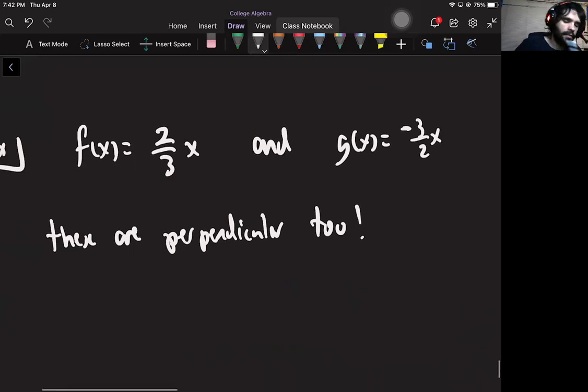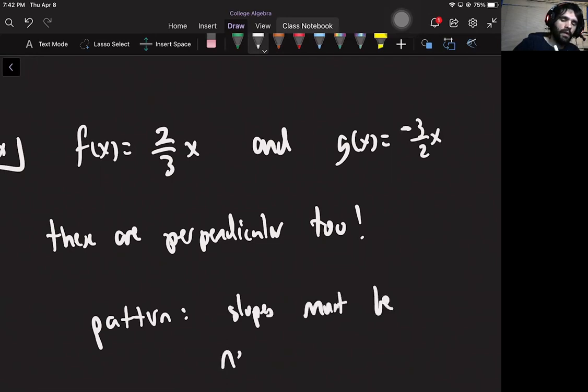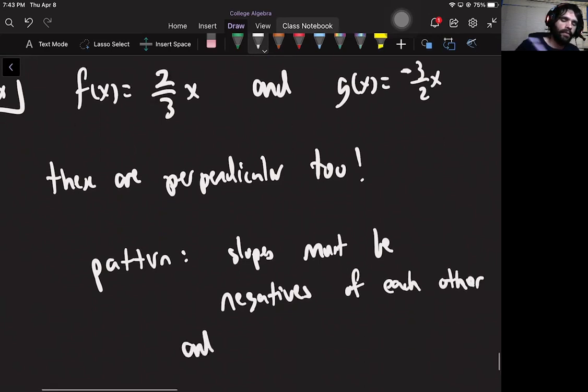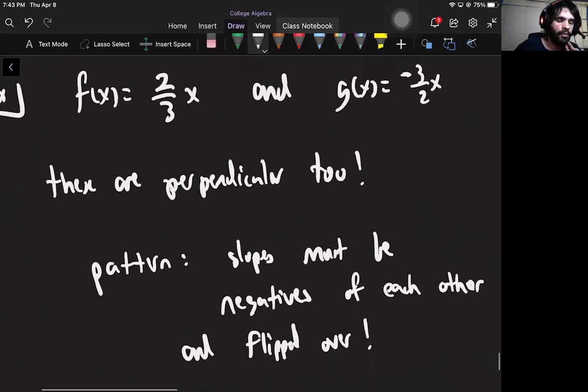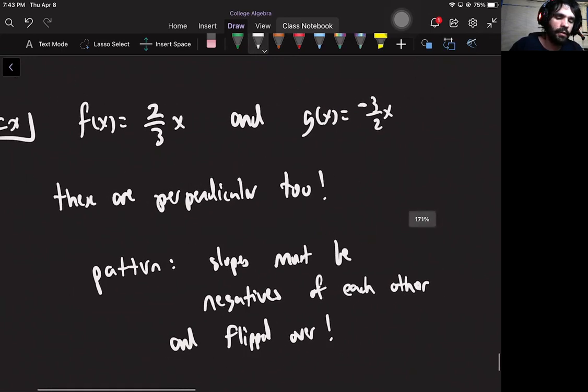So the pattern is that these slopes have to be negatives of each other. So one's got to be negative, one's got to be positive. And the fancy word is reciprocal, but that just means flipped over. So 2/3 and 3/2 are flipped over versions of each other, and one is positive, one is negative, and that's going to tell us that they are perpendicular.